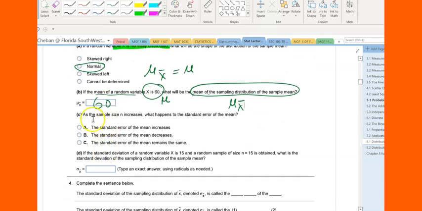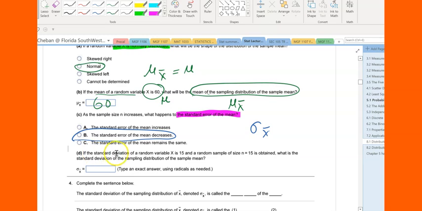Part C. As sample size increases, what happens to the standard error of the mean? Remember that the standard error of the mean is the same as sigma x bar, which is the standard deviation of the sampling distribution of the sample mean. And as we know from the applet in question number 2, as sample size increases, standard error decreases. Therefore we choose the answer: standard error of the mean decreases. Make sense?